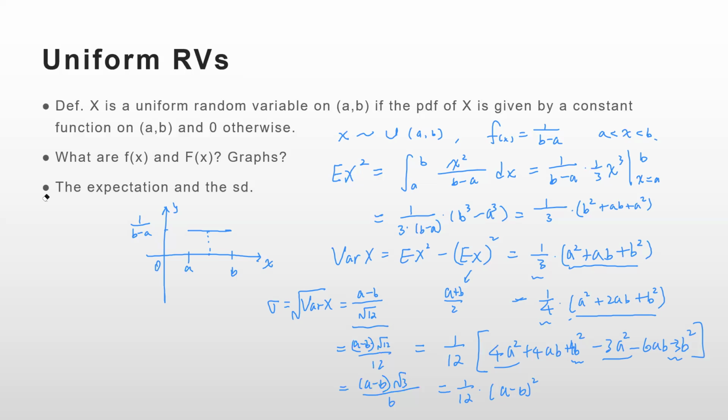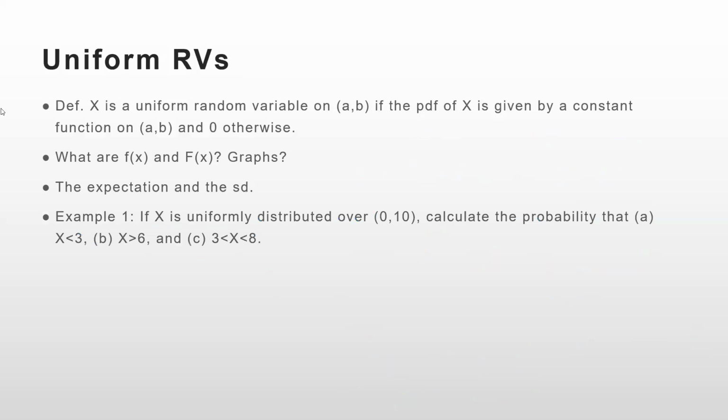Let's have a look at an example. So x is uniformly distributed over the interval 0 to 10. Calculate the probability of A, B, C, and so on. Okay, let's do that. So the density f(x) equals 1/10 when x is greater than 0 and less than 10, and 0 otherwise. Normally we don't need to specify that again, 0 otherwise, but it's assumed. If you want to specify, that's totally fine.